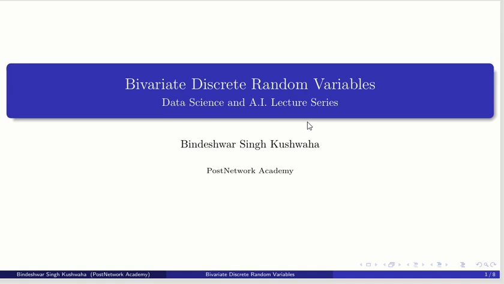Today we are diving into an important concept in probability, that is the bivariate discrete random variables. So if you are learning probability, statistics or AI, this topic is crucial for understanding how two variables interact. So let's get started.